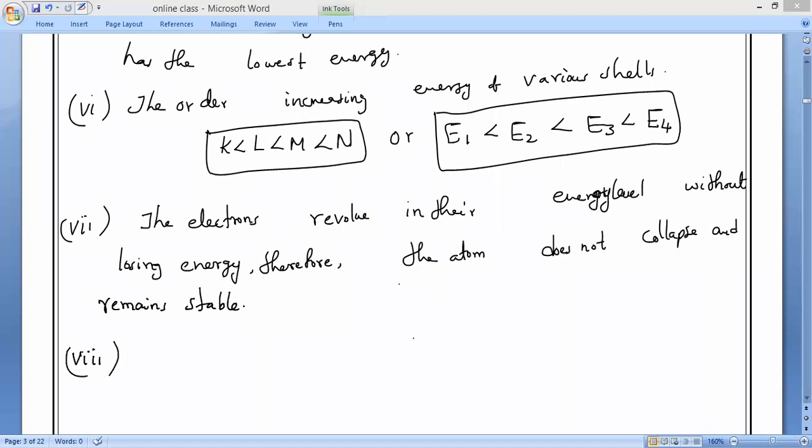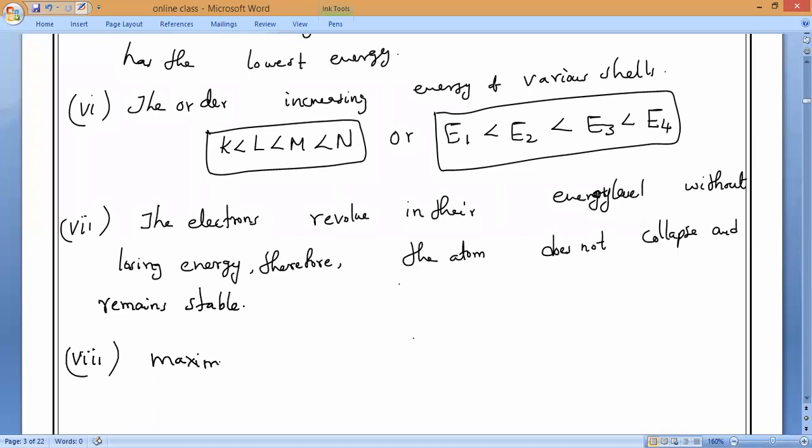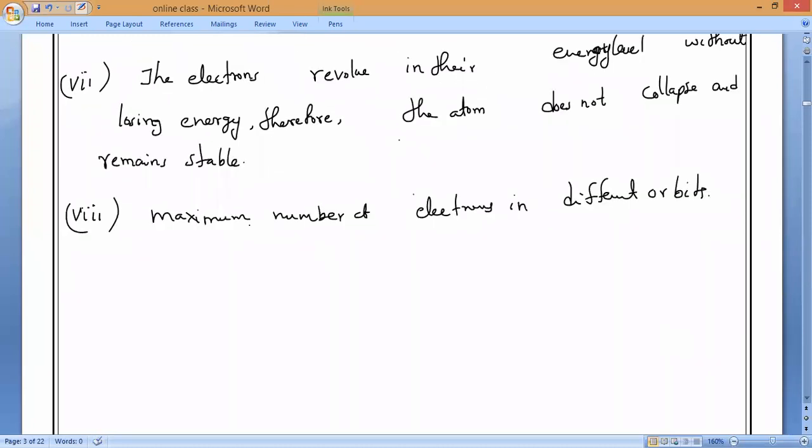Here n is the energy level index. The maximum number of electrons in different shells or different orbits can be found by using the formula 2n square, where n is equal to 1, 2, 3, 4 and so on.